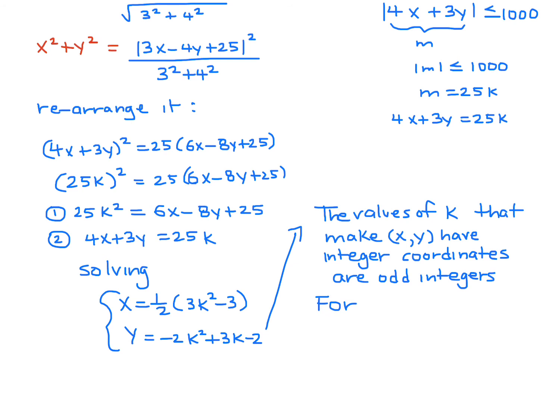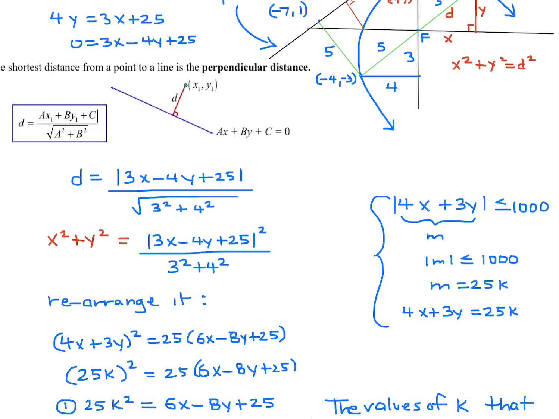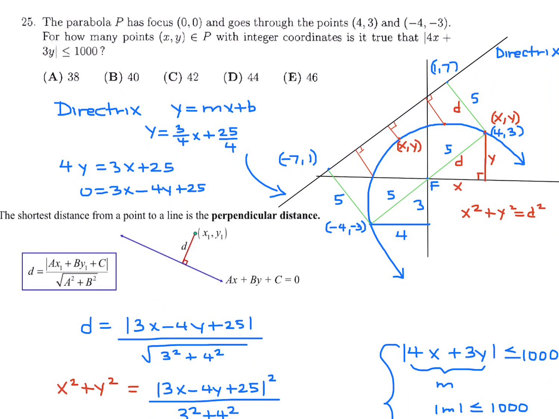And therefore, for this range, which was 25k less than 1,000, if you look at what we did up here, those values of k are k equals minus 39, minus 37, minus 35, ..., 35, positive 37, 39. And when you add up these guys, those give 40 values. So 40 is the answer to this question, and therefore number 25, that is choice B.